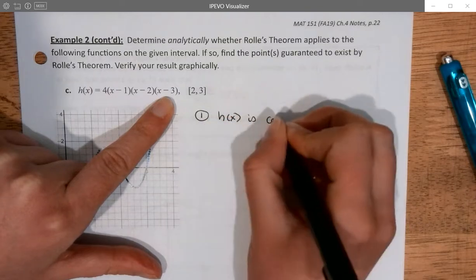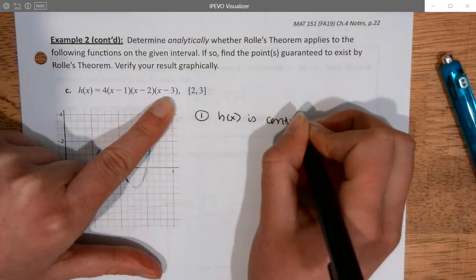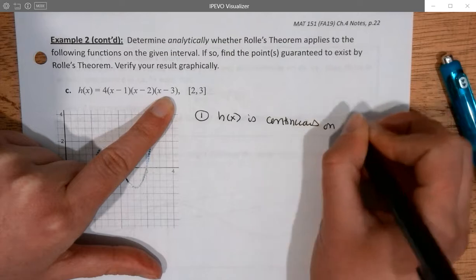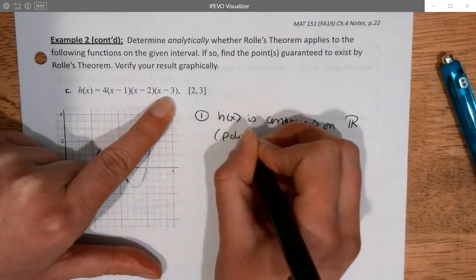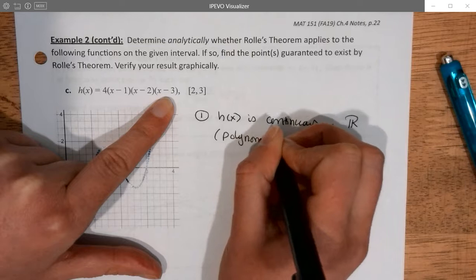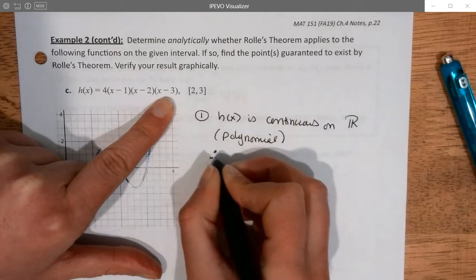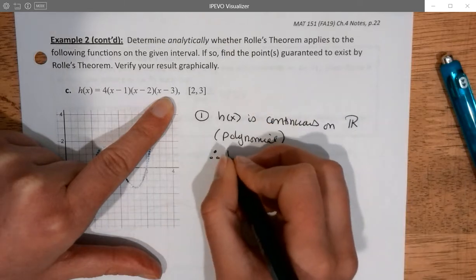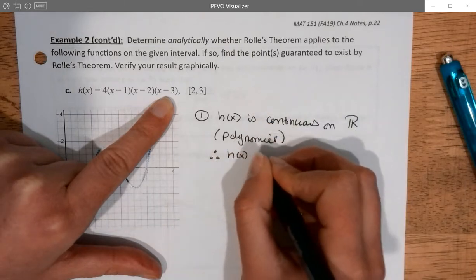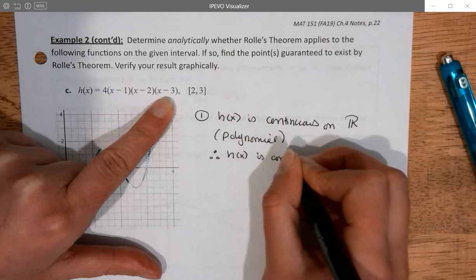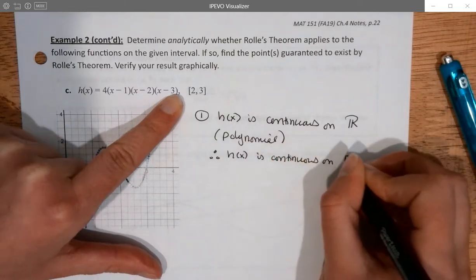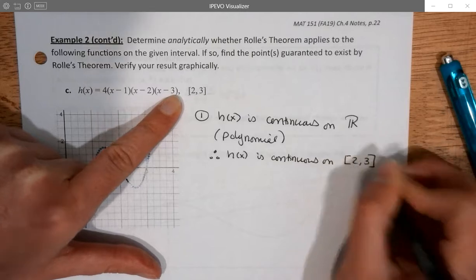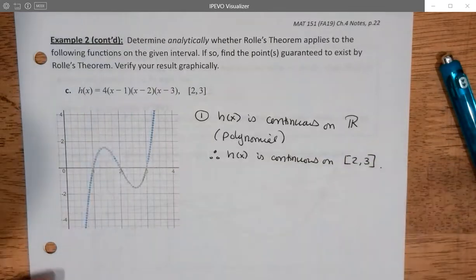h of x is continuous on all real numbers because it's polynomial. And then we can say, therefore, h of x is continuous on the interval of interest, which is 2 to 3. Okay, so we have our justification for the first criteria.